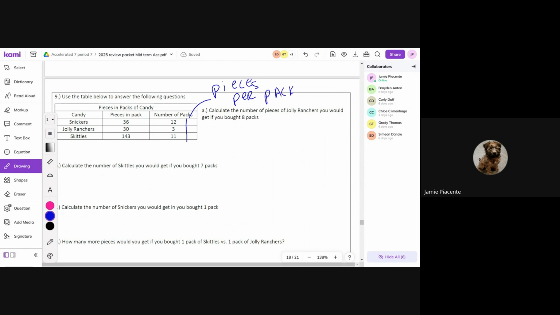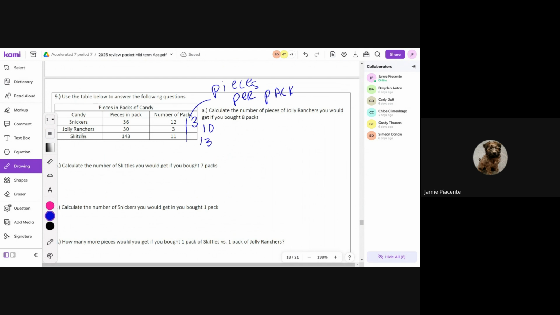Okay, so we have 36 pieces, 12 packs. So 36 divided by 12, there's 3 pieces per pack. 30 divided by 3 is 10 pieces per pack. And 143 divided by 11 is 13 pieces per pack. Okay, so now we have the unit rate.